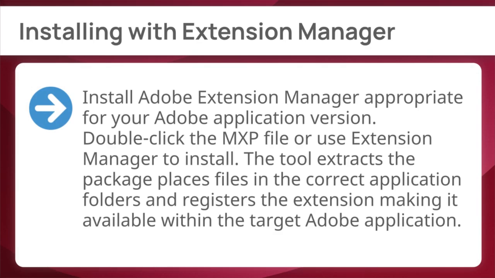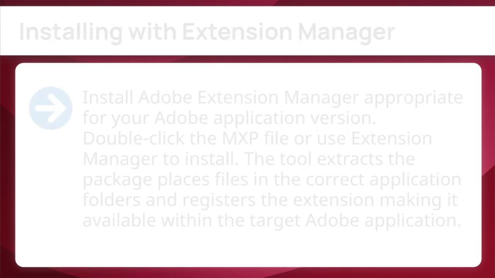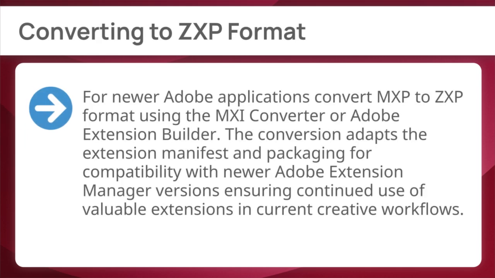Install Adobe Extension Manager, appropriate for your Adobe application version. Double-click the MXP file or use Extension Manager to install. The tool extracts the package, places files in the correct application folders, and registers the extension, making it available within the target Adobe application. Next, converting to ZXP format.